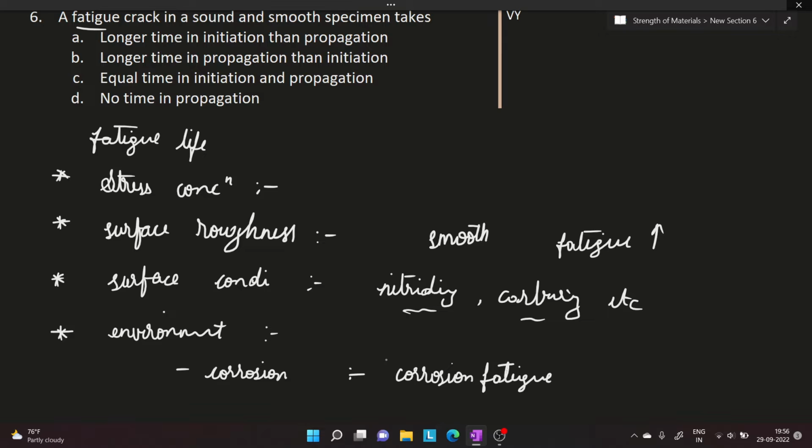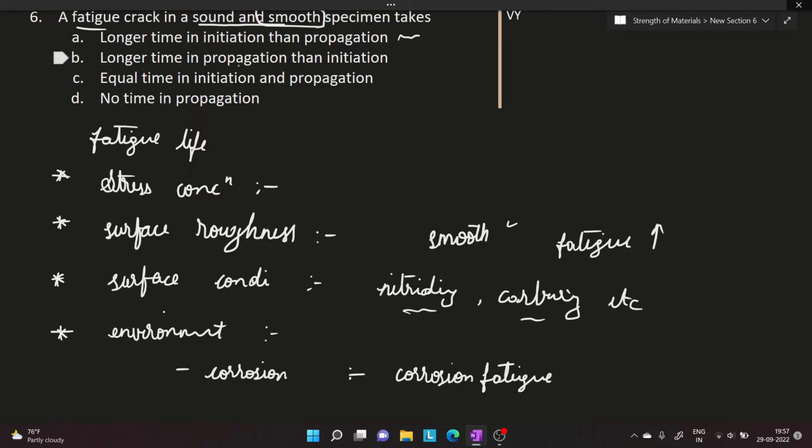Right, so let's come back to the question. So here they are describing the material as sound and smooth. Right, so we have a smooth specimen with us, meaning if we have a smooth specimen, so the surface roughness, this guy, meaning if the surface is smooth, it takes a longer duration of time for a crack to form. Right, so let us go on with the options now. Longer time in initiation than propagation, this looks good. Let us see all the other options as well.